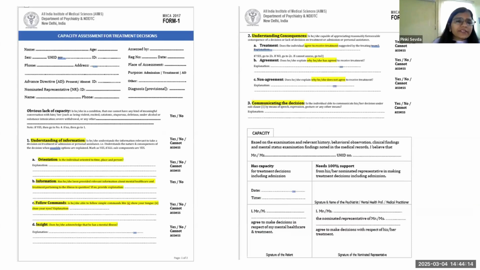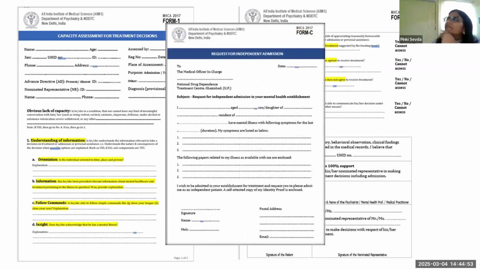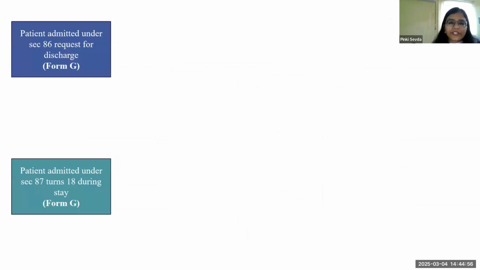So this is the form for capacity assessment for every patient. We will fill it from now onwards. It says that if the patient is in delirium tremens, or if we are able to see the patient has obvious lack of capacity, then we will not ask all these questions. We will directly go to the capacity part. And if the patient has some part of capacity, then we will apply all the questions and see whether the patient is able to understand the information, understand the foreseeable consequences, and is able or not able to communicate the decision. As per that, we will decide whether admission will be independent or with higher support needs. And this is section 86 form C that we will apply in independent patients.